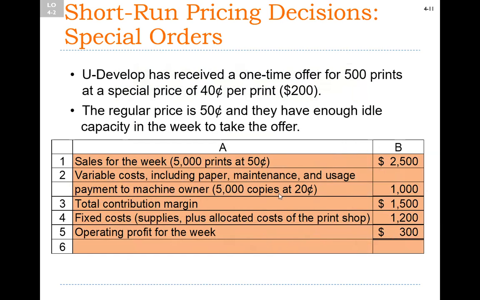Now, without looking at any of my costs, you may immediately say no, because the special order is 40 cents and I get a regular price of 50 cents. But that is not the way to make this decision. We have to do a full analysis of not just the differential revenue, but also our differential costs. So in this example, the company has enough idle capacity in the week to take the offer.